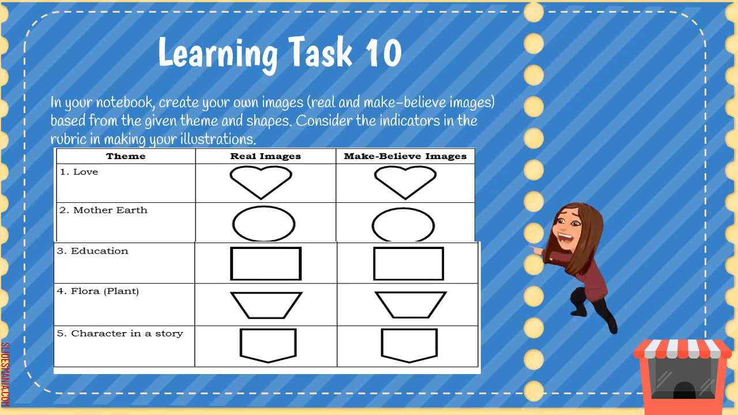The next column is about real images. So inside the heart shape or the circle or the square or the trapezoid or the next shape, you will draw an image inside the shape about the theme that we have in the first column. And then in the third column, we have the make-believe images. So you will draw a make-believe image inside the heart or the circle, the square, and the other shapes according to the theme that we have on the first column. So pause the video while you are drawing. Have fun in drawing.